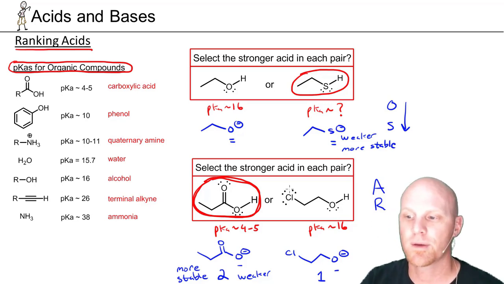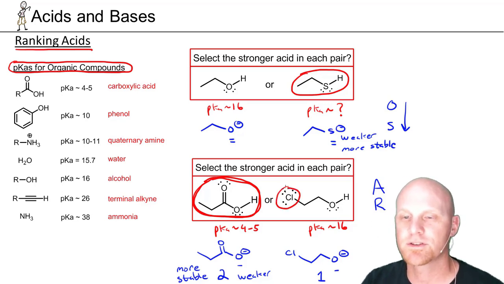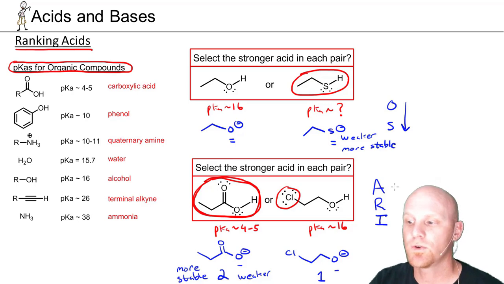Now, one thing to note, you might be like, well, what about that chlorine, Chad? We never talked about it. And you're right, we never talked about it. That was the next rule. So we give you these rules in order of descending importance, and that's why you follow them in order. The atom rule didn't give us a difference, but resonance did. And the reason we stopped there is resonance generally is more important than the inductive effect. And so if there's a difference at resonance, that trumps anything you might learn at the inductive effect.